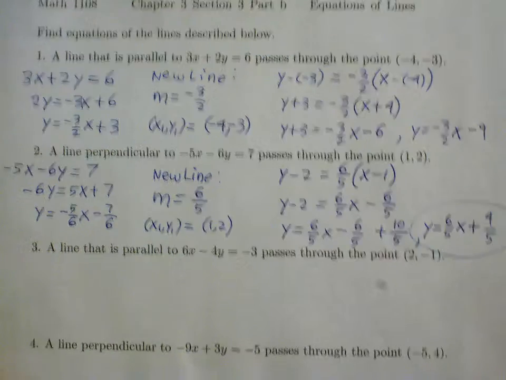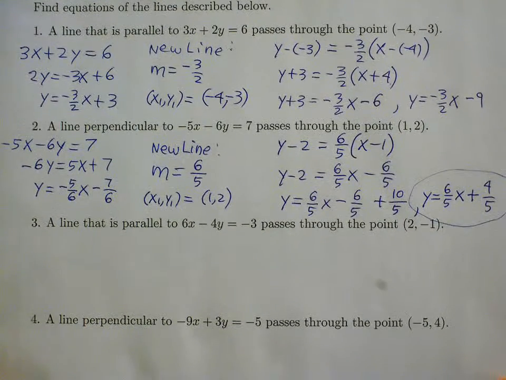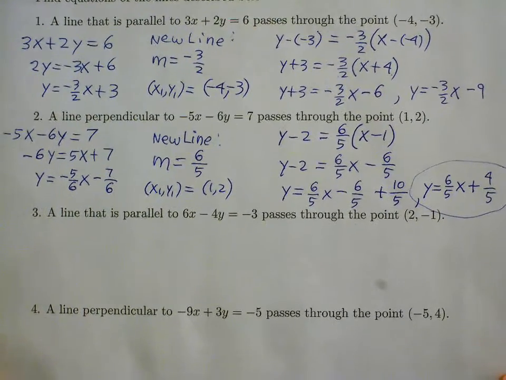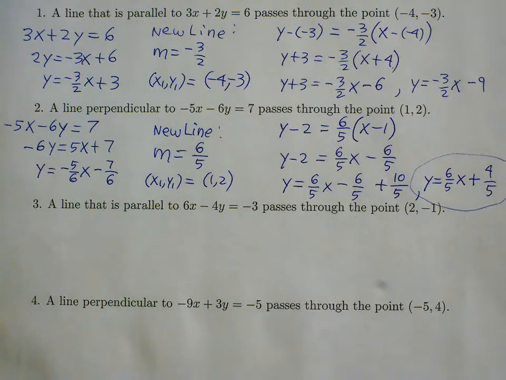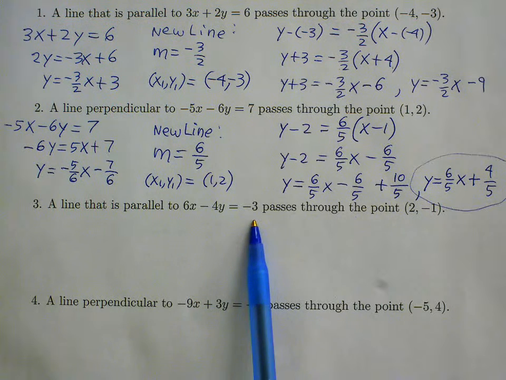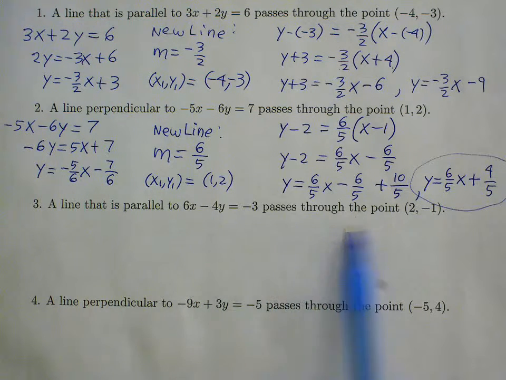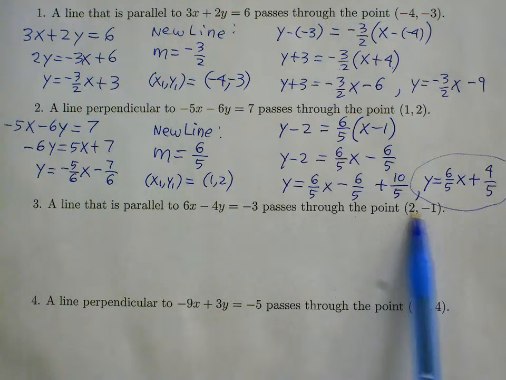Okay, well, we just have more of the same. I'm sure by now it's getting monotonous, but that's how you get good at things, by doing it when it's monotonous. Okay, this time a line is parallel to 6x minus 4y equals negative 3, and that line passes through the point (2, negative 1).